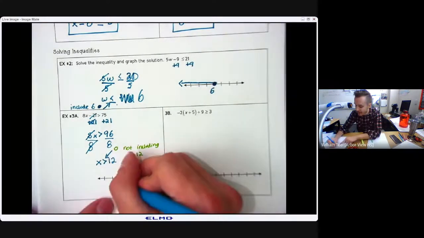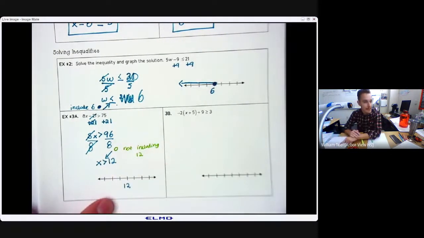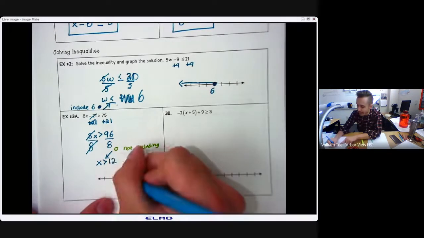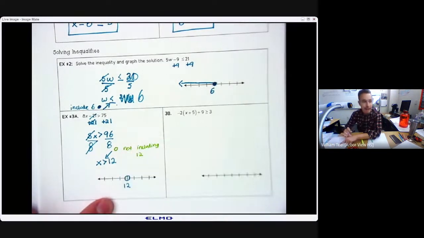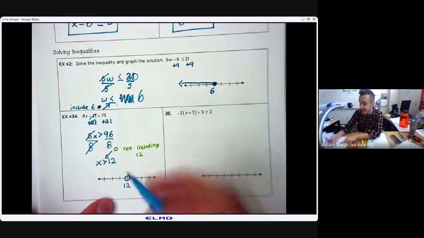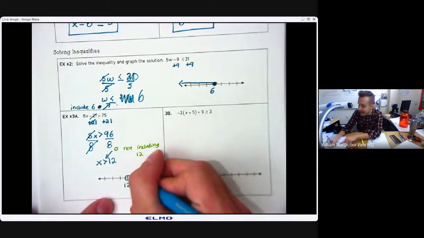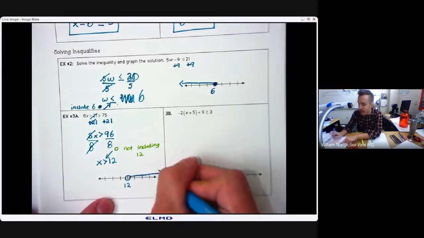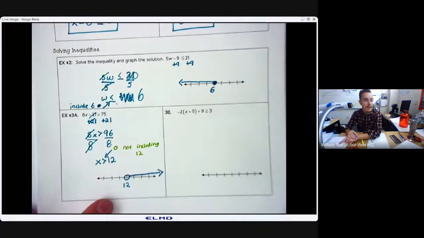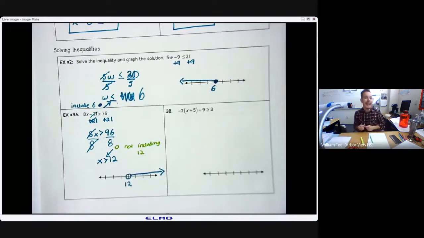So on your graph, go ahead and put down 12. We're going to put an open dot at 12 because we're not including it. And we want to look at all of the values that are greater than 12. That's going to be all of the possible values for x. So x could literally be any number that is to the right of 12, okay? Because all the criteria that x has to fit is that it has to be greater than 12. That's it. Moving on to 3b.